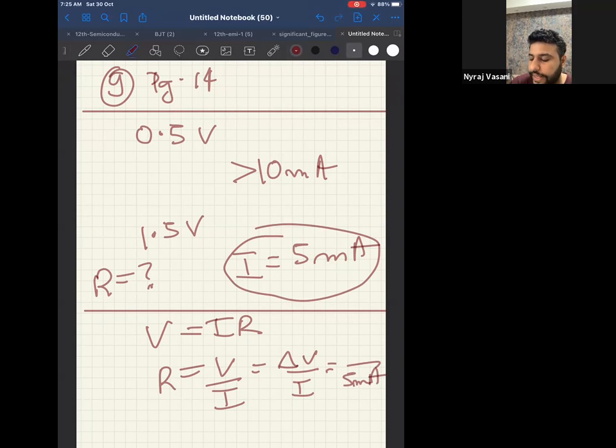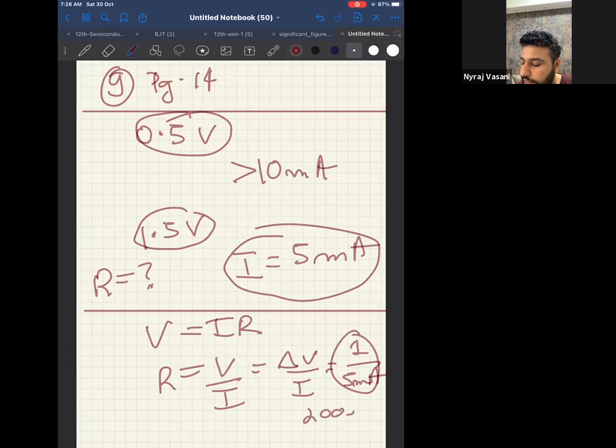That means I know my current is 5 and my applied potential is 1.5 volt and there is already a drop of 0.5. Therefore, the potential difference is 1.5 minus 0.5, which is 1. So R is equal to delta V by I, and I'll keep current as 5 itself. If I do this operation, voltage upon current, you will get the answer as 200 ohm.